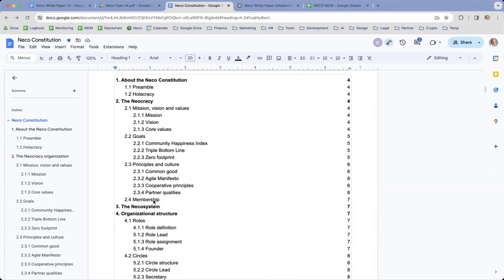A lot of people think that in order to have a vote in Neco, you have to have Neco tokens. That's actually not the case. You have to be a member. You have to be registered. Even if you have no money at all, no Neco tokens, you still have a vote.